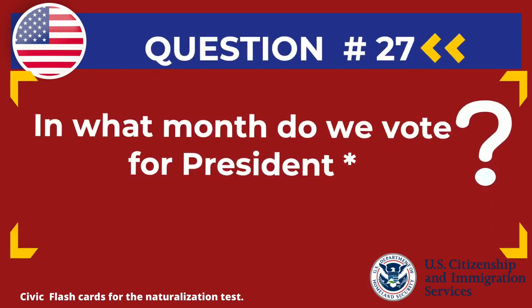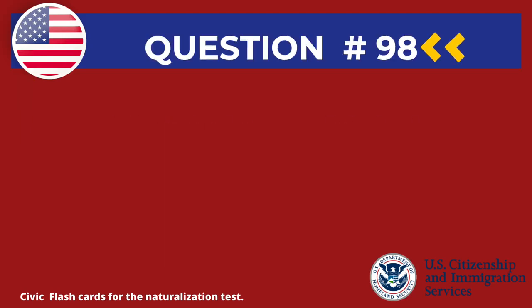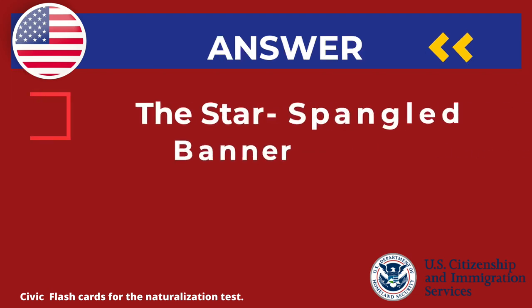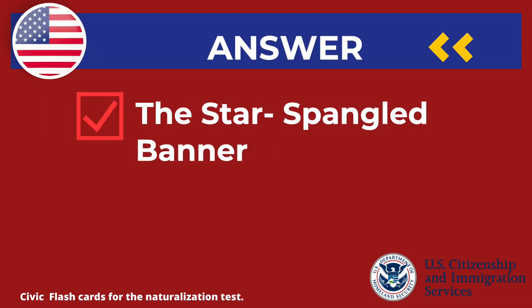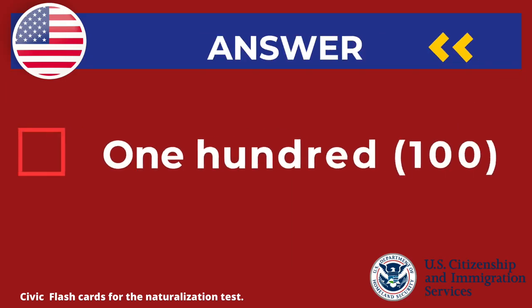In what month do we vote for president? November. What is the name of the national anthem? The Star-Spangled Banner. How many U.S. senators are there? 100.